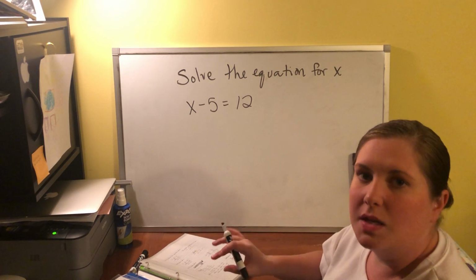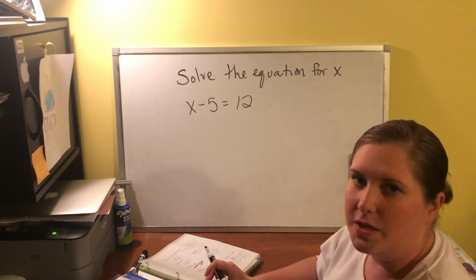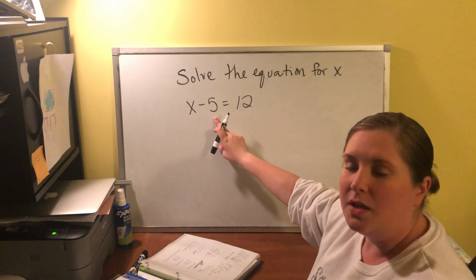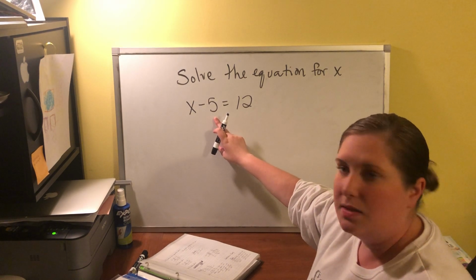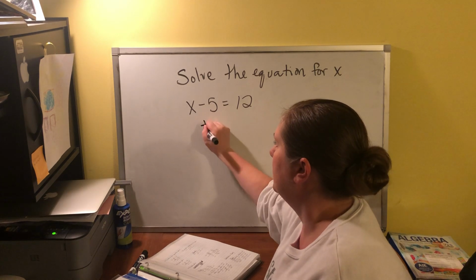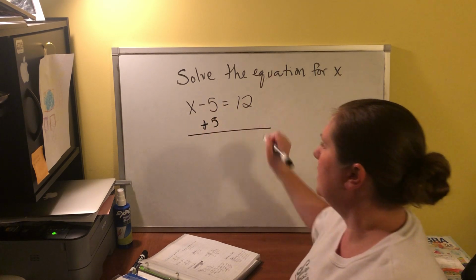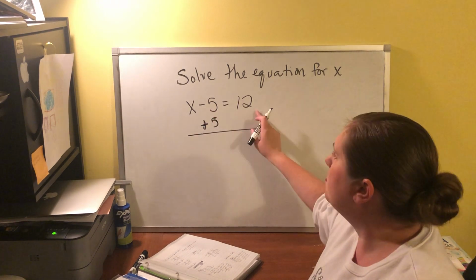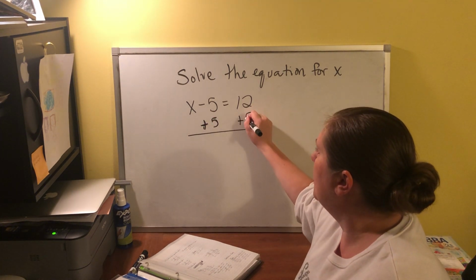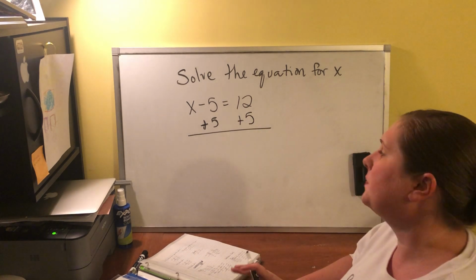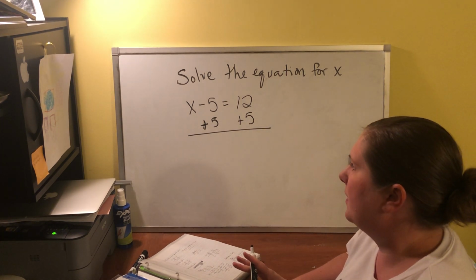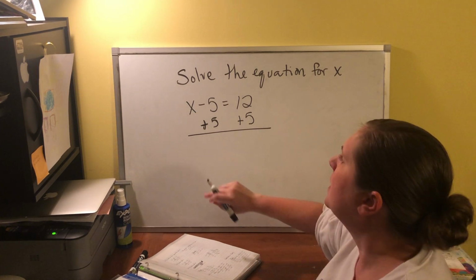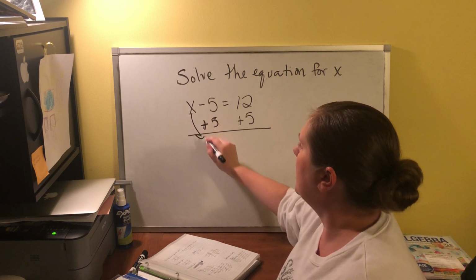Now to do this, we must perform the opposite operations, okay? So here, this is subtracting 5. So the opposite of subtraction would be addition. So now we're going to add 5. Now what you need to keep in mind is what you do to one side of the equal sign, you must do to both. It keeps it balanced, okay? So you need to add 5 to both sides of the equal sign. So now we're going to bring down our x.